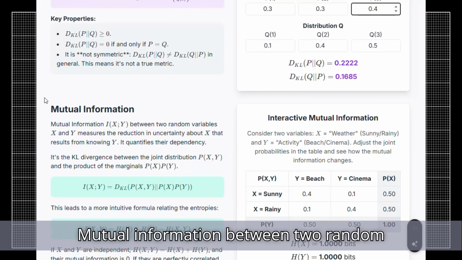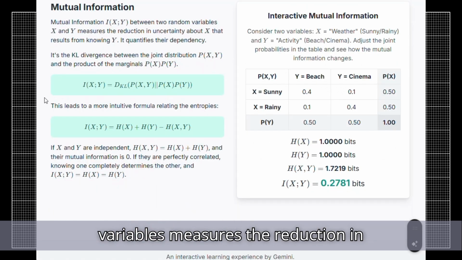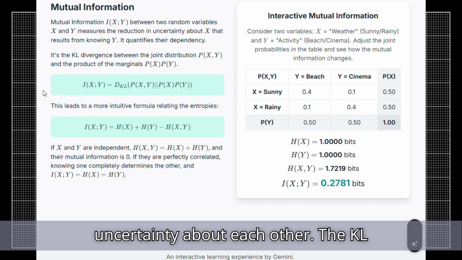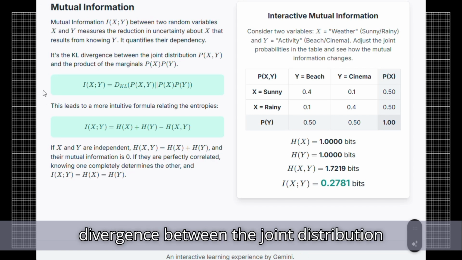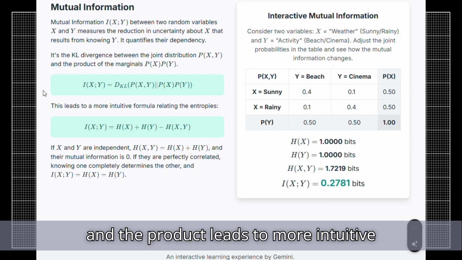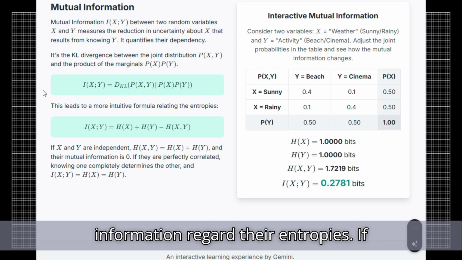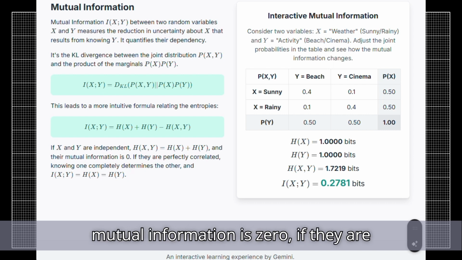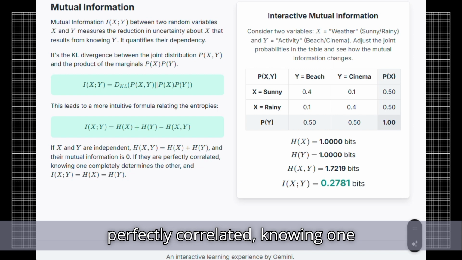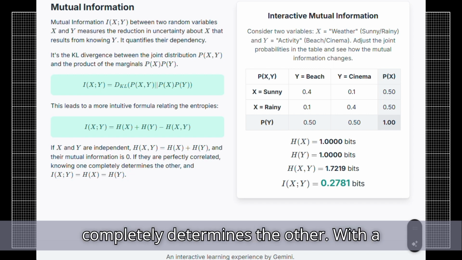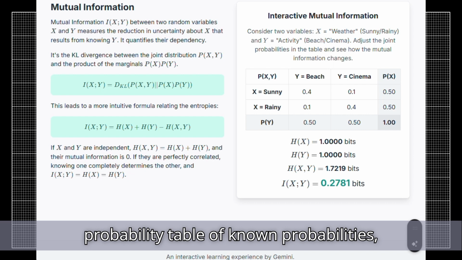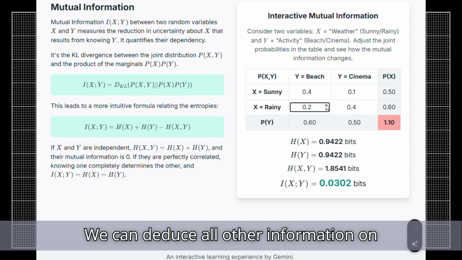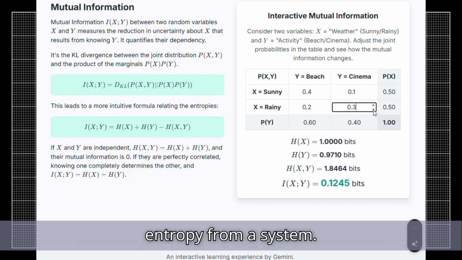Mutual information between two random variables measures the reduction in uncertainty about each other. The KL divergence between the joint distribution and the product leads to more intuitive information regarding their entropies. If X and Y are independent, their mutual information is 0. If they are perfectly correlated, knowing one completely determines the other. With a probability table of known probabilities, we can deduce all other information on entropy from a system.